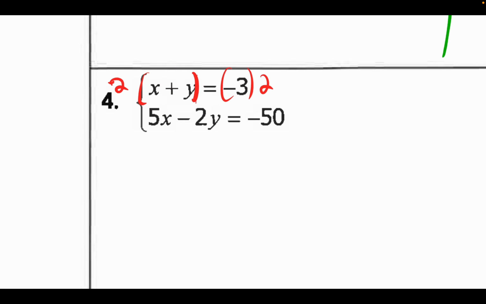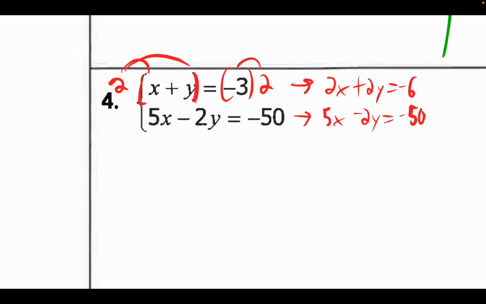So I'm going to choose to multiply this top equation by positive 2 then, to make my life easier, and get positive 2x plus 2y equals negative 6, and 5x minus 2y equals negative 50. And if I add, I end up getting 7x, no y's, equals negative 56. If I divide by 7 on both sides, I end up getting negative 8.